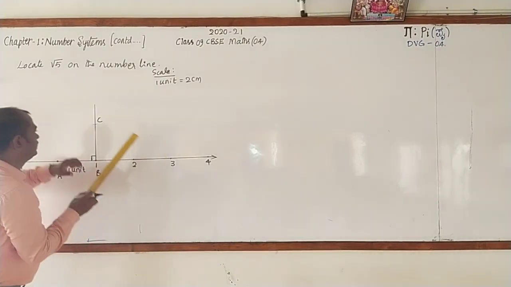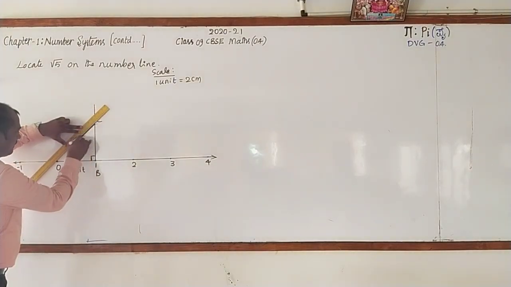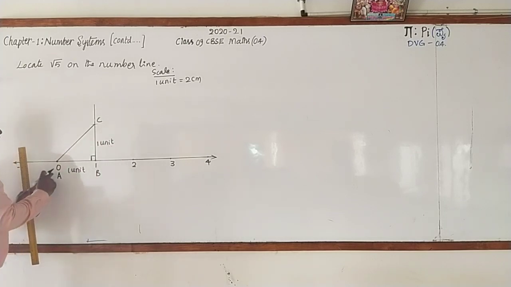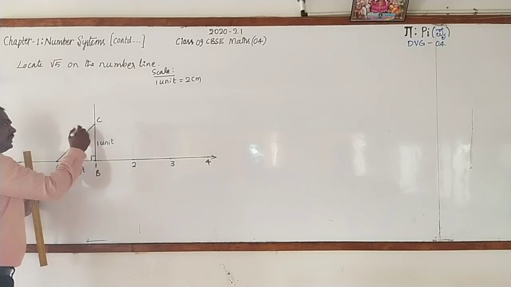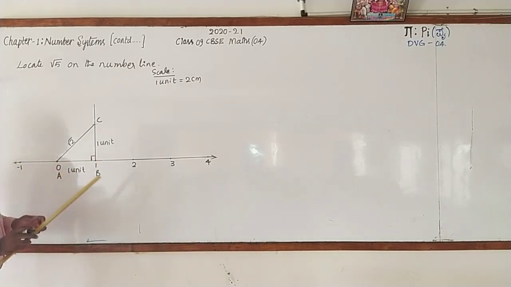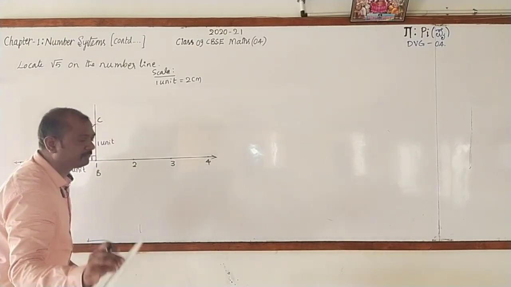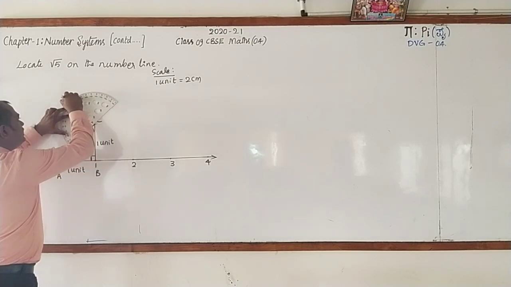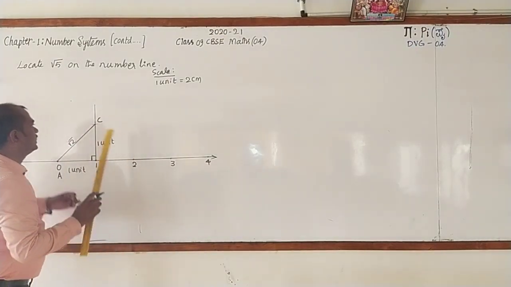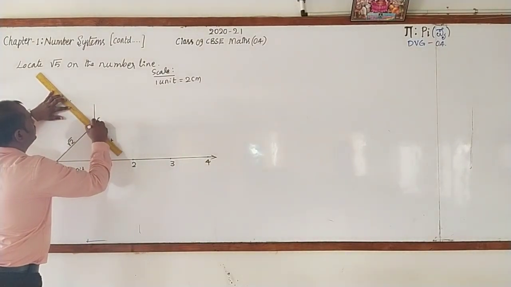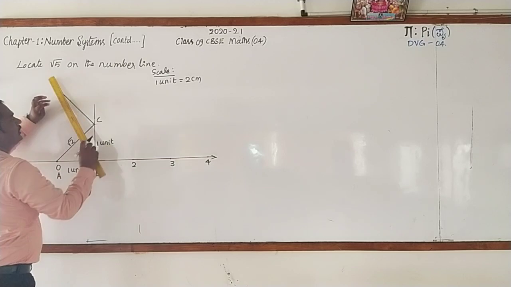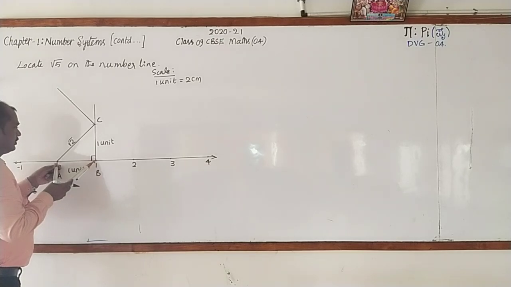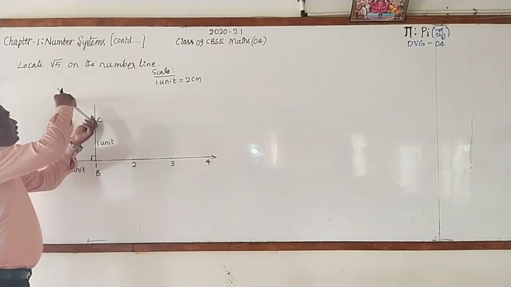Now join CA. Then what is the distance of BC? It is also 1 unit. What is the length of AC? It is root 2. Already we have calculated. Now next, take the protractor and place its midpoint at C. Mark against 90 degrees. Take a scale and draw a line from C through the point marked. Next, take the compasses, again the unit distance, with C as center, draw an arc.